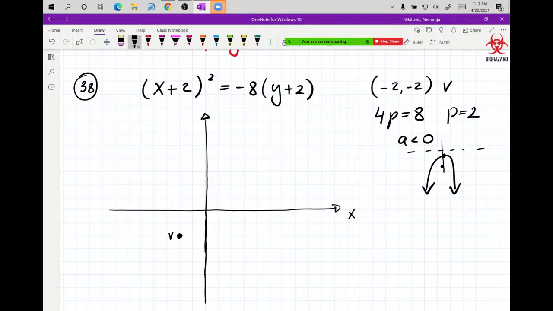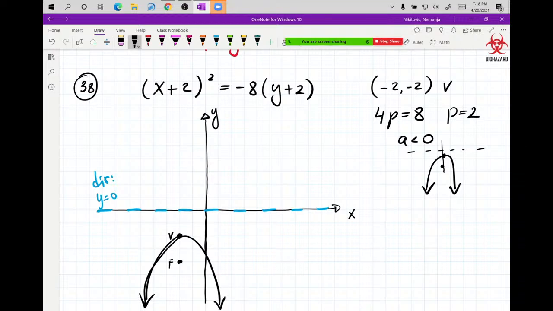So what do I have? I have the vertex. Now I need to go 2 units up to draw the directrix. Now that's going to be colliding with my x-axis because the x-axis is 2 units up, right? So my directrix has the equation y = 0. And the focal point, F, will be 2 units downwards. And this thing is going to open down like this.